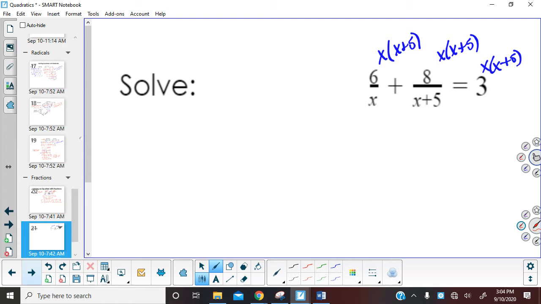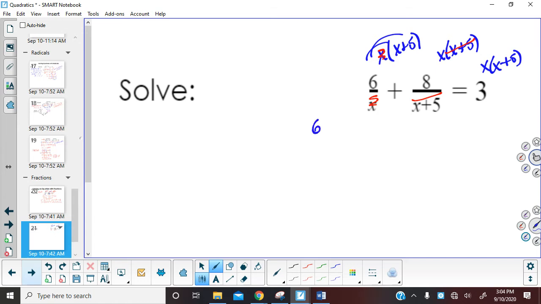So we're going to cancel top to bottom. The x will cancel with the x. The x plus 5 will cancel with the x plus 5. And now we can distribute. So that 6 goes to both parts. So I'm left with 6x plus 30. If I distribute my 8, I don't have anything to distribute to because I crossed off that entire factor. So it's just 8x. And then again, I'm going to distribute 3x to both of those terms on the right-hand side.